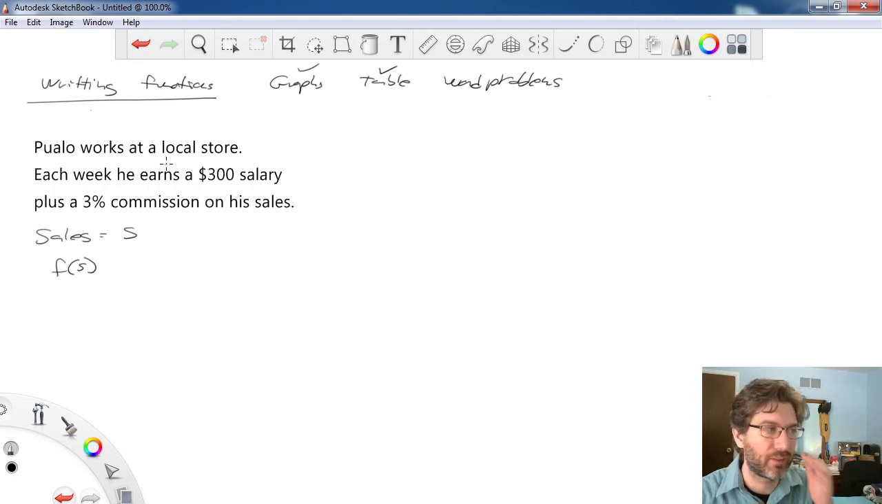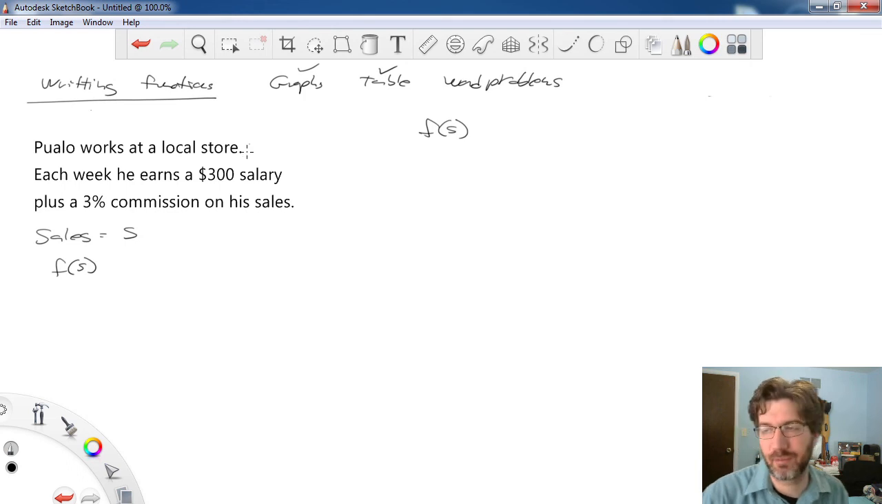It's really not difficult. I mean, this one here is going to be harder than those ones. But you're going to come up with the rules, and then you're going to write the rule as a function. So I want to see it written as like f of x equals something. So here we got Paulo works at a local store. Each week he earns a $300 salary plus a 3% commission on his sales. And I want to write this as a function of his sales. So we know it's going to equal f of s here because I'm using s for sales just to change things up.